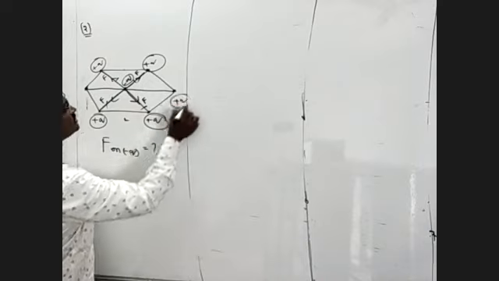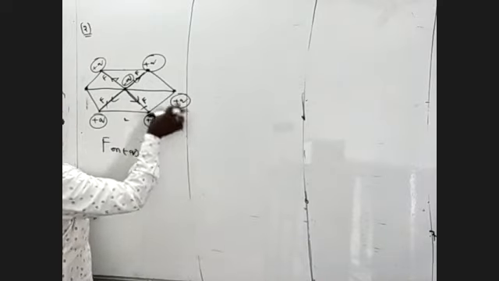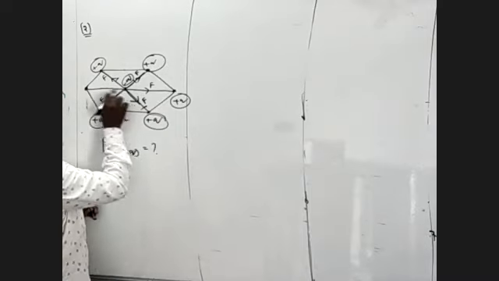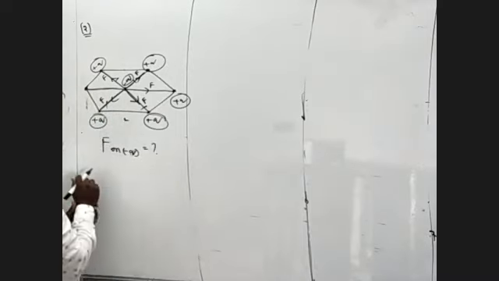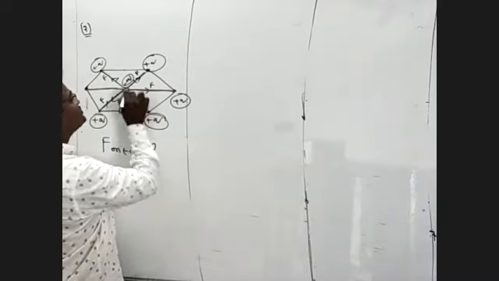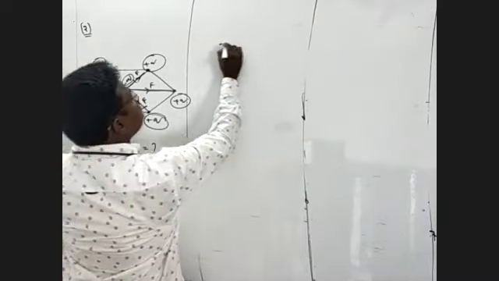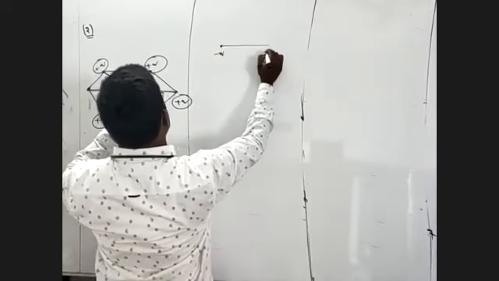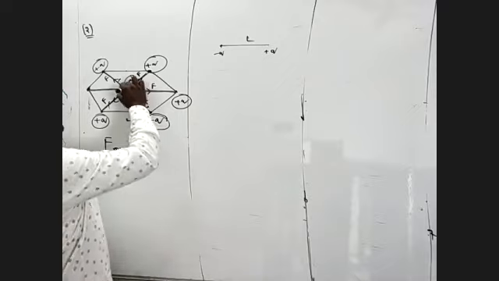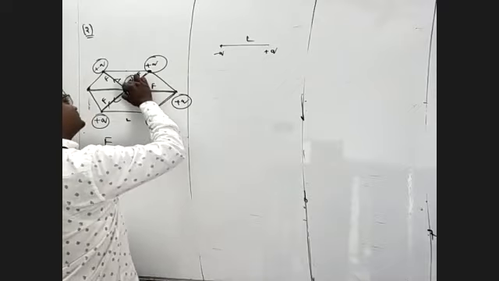Next, the last charge. This positive charge will attract the negative charge in this direction. There is no charge on the opposite side. Now, the distance between the charges: this is minus q, this is plus q. The length is L, this is also L, this is also L.